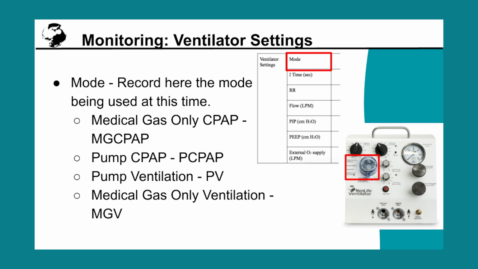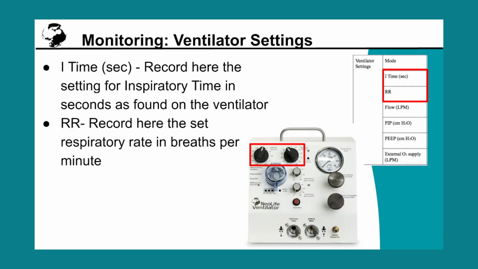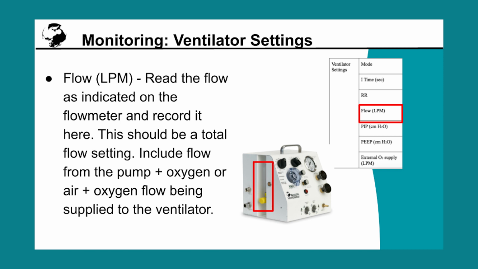The caregiver begins by recording the current ventilator mode at the time of the assessment. Then record the set inspiratory time in seconds and the set respiratory rate in breaths per minute. Next, the caregiver records the set flow in liters per minute. The flow may be read as indicated by the flow meter located on the side of the ventilator. Because total flow is being recorded, be sure to include the flow from the ventilator pump as well as any attached medical air or oxygen being supplied to the ventilator.